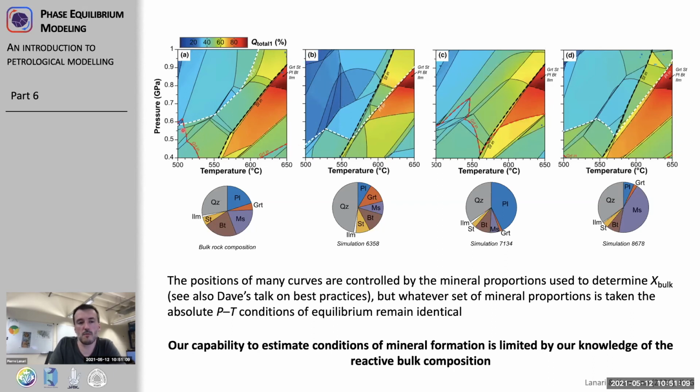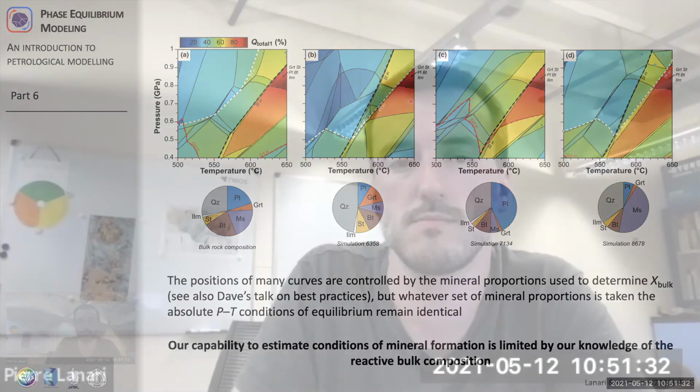But for the bulk rock composition, you have a garnet-in reaction here. So I would say if you want to predict the mineral formation sequence, then you might go for the bulk rock composition, because that's the most likely if your rock was re-equilibrating through the prograde PT path. But if you are interested in PT conditions, then it doesn't matter which one you use, you should end up with the same answer.